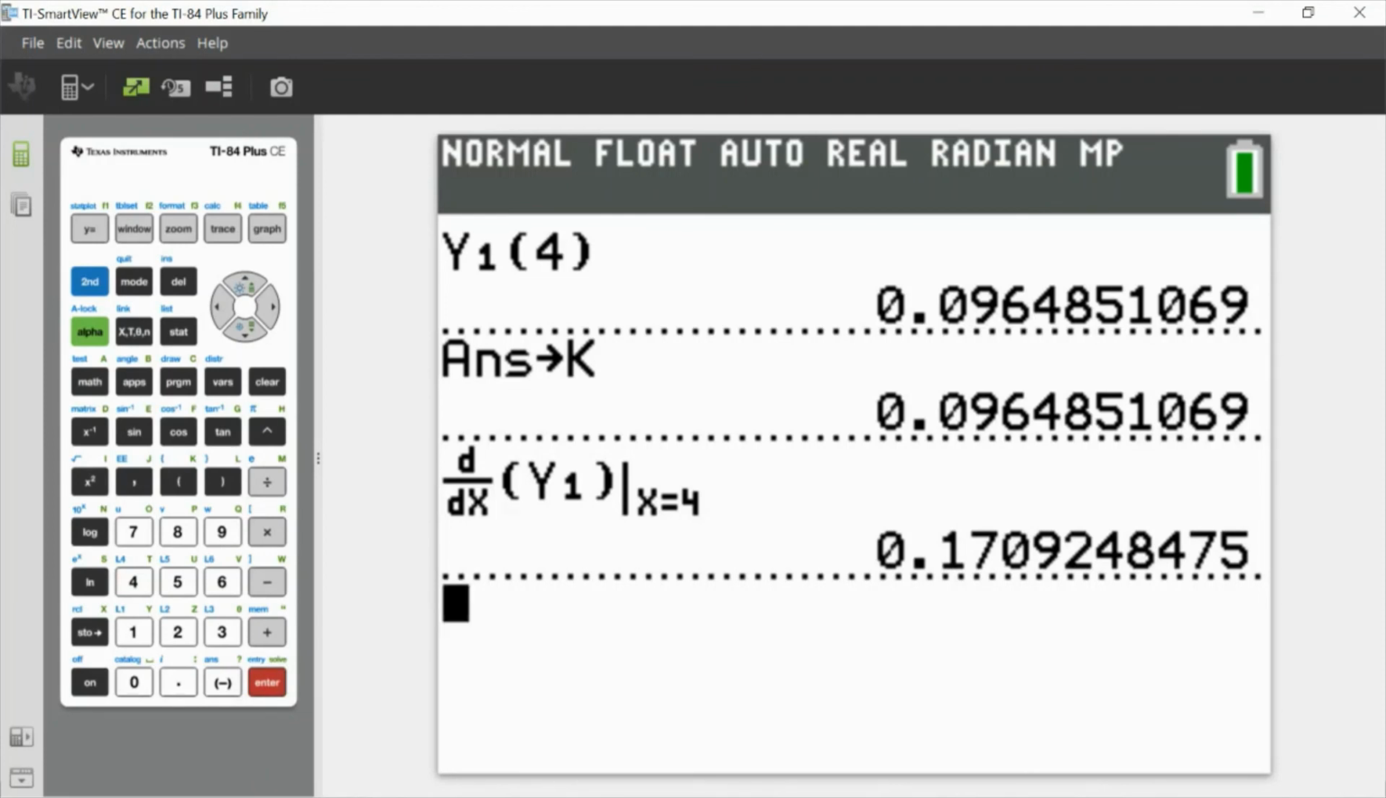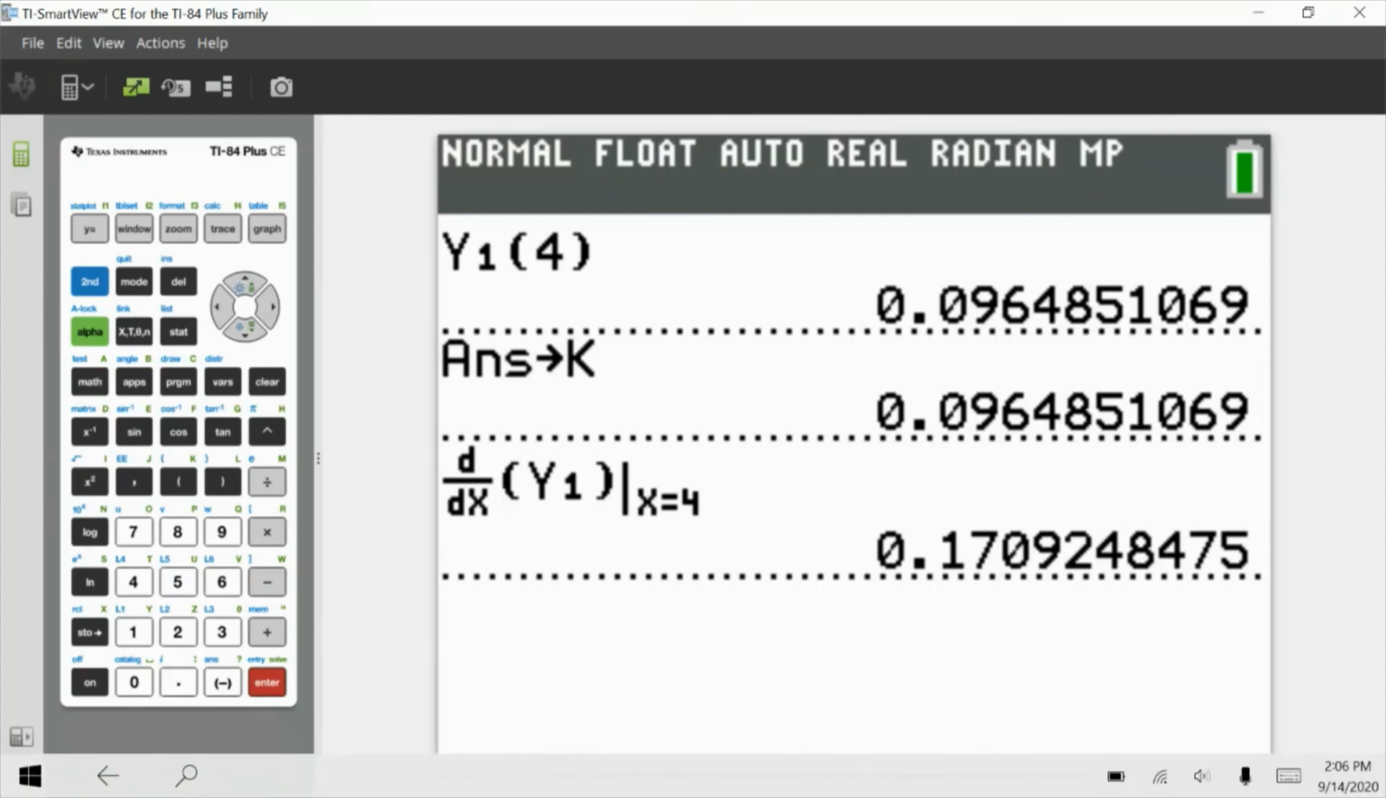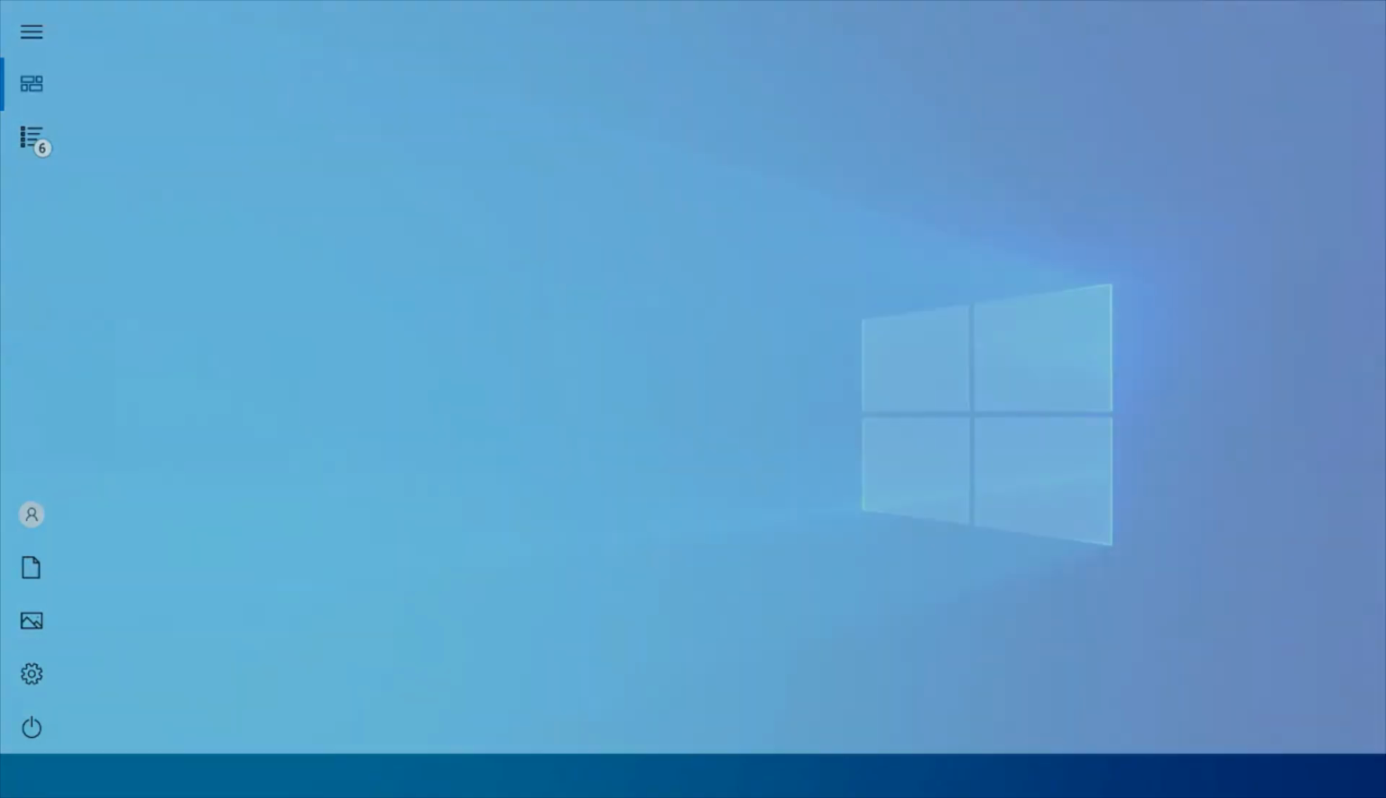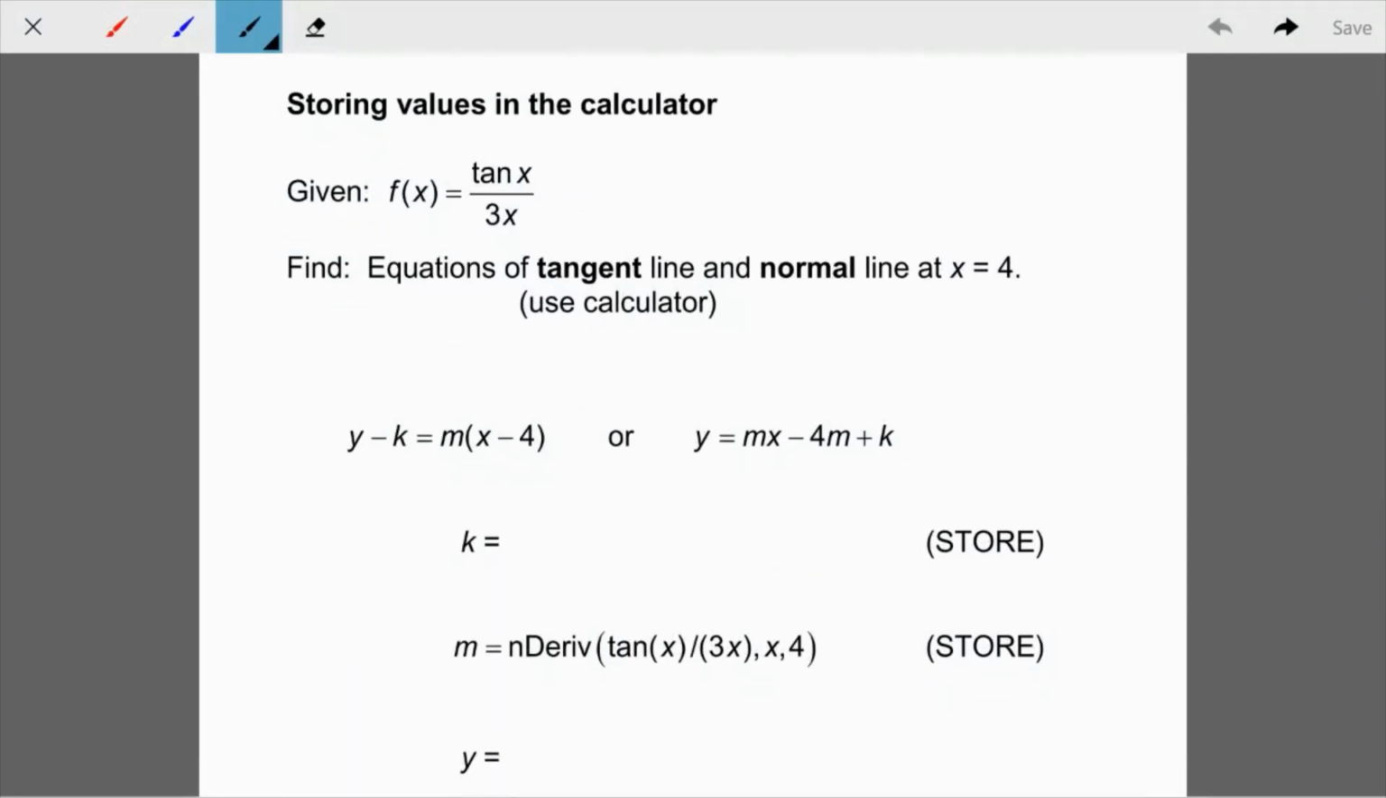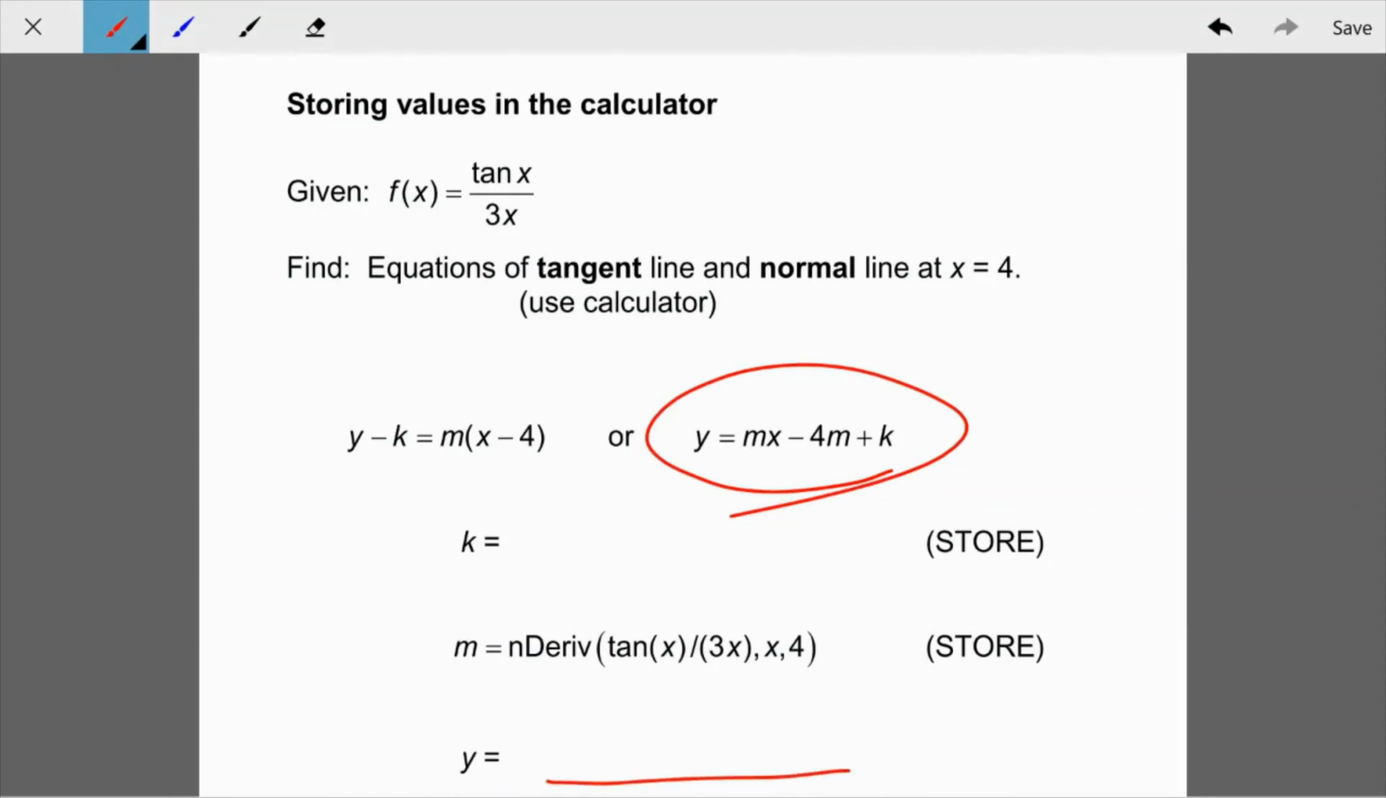That's the slope. And now we can go through and actually find the equation of the line using, and I'll go back over here to my notes and show you, this equation right here. I haven't rounded anything until I get to my very last step of writing out the equation of the line, because I know what the slope is, accurate out to probably 20 decimal places. Then I can do negative 4m plus k on the calculator, and I can get that corresponding y-intercept for the equation of that line.